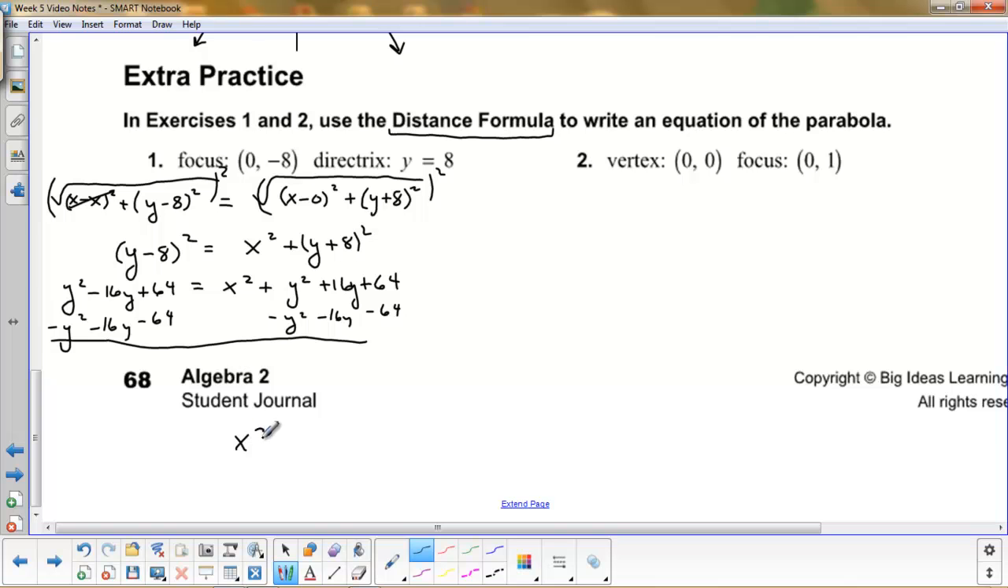I'm going to bring that down right away. Cancel, cancel, cancel. This one cancels. This one cancels. And now I'm left with negative 32y equals x squared. Let me jump back real fast so I can show you what the final version of this form is going to be.